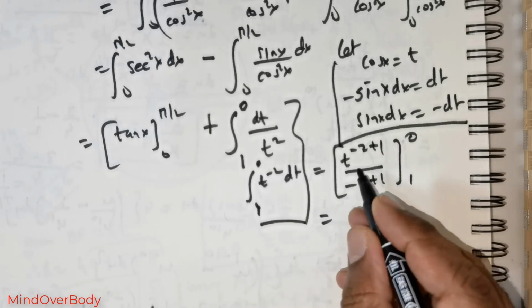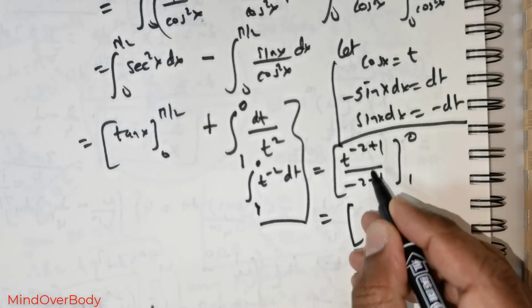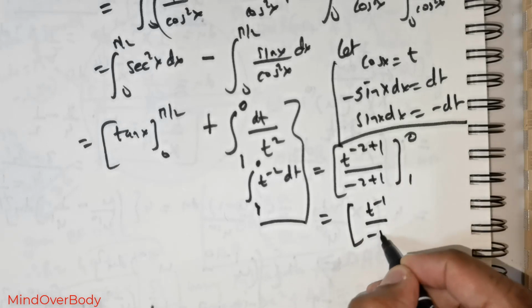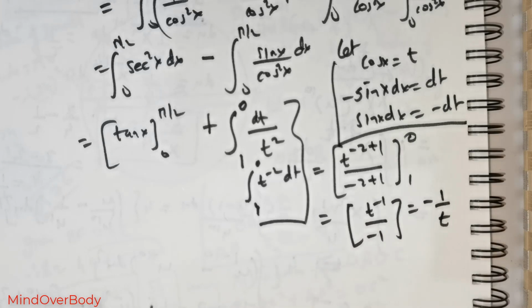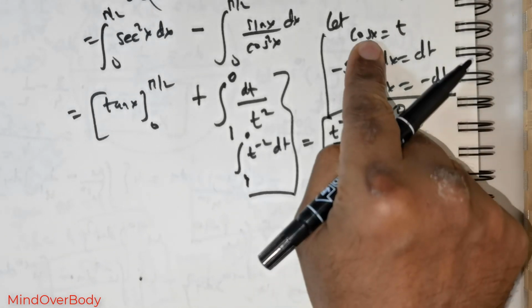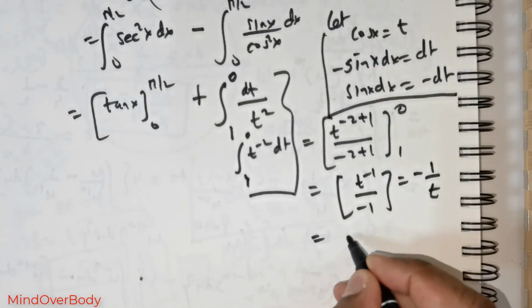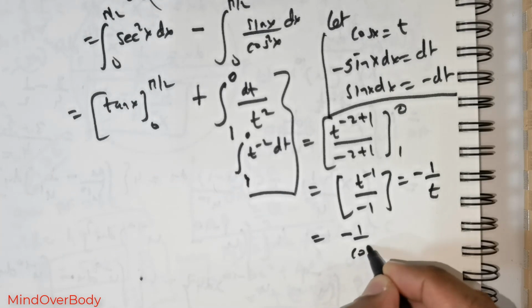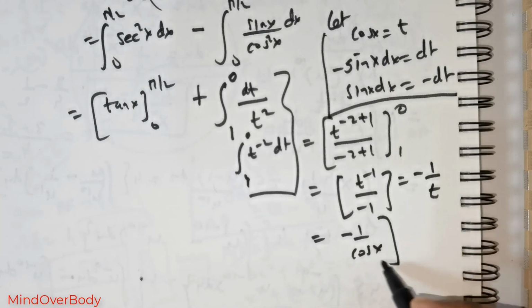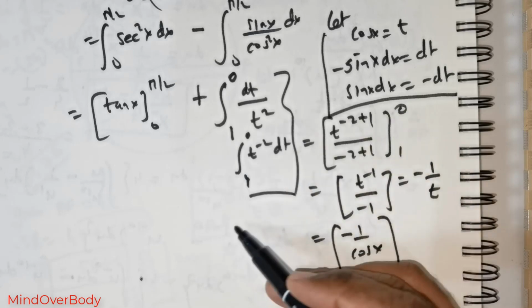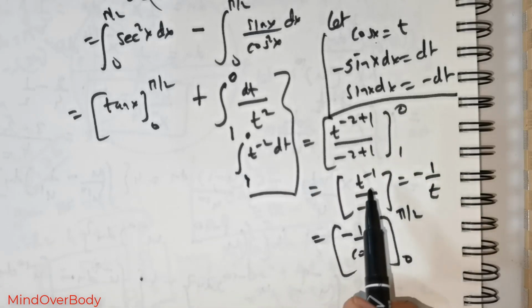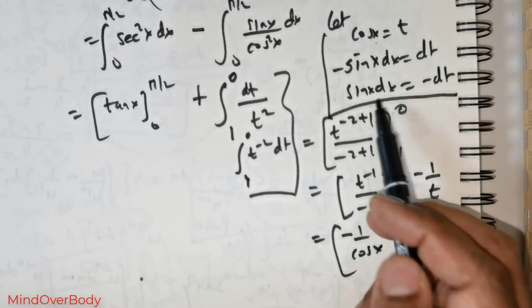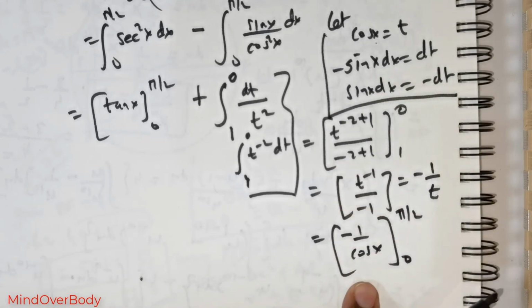So if you simplify this, it is going to be t raised to the power of negative 1 divided by negative 1, which is negative 1 over t. But what is my t? My t is going to be cos x. So this is negative 1 over cos x, and I'm going to replace the limits back to 0 to pi over 2. I have just reverted the variables back to the original form.